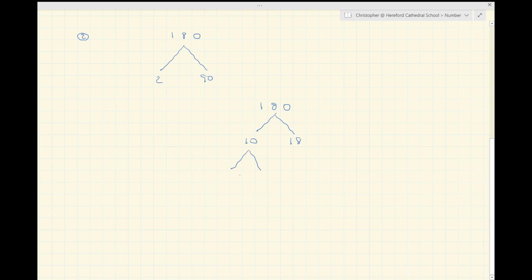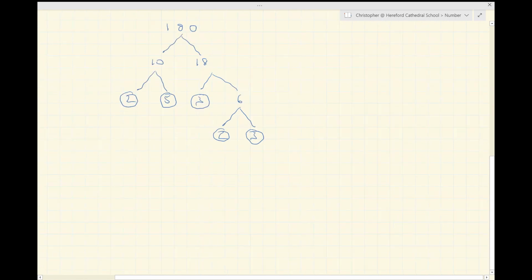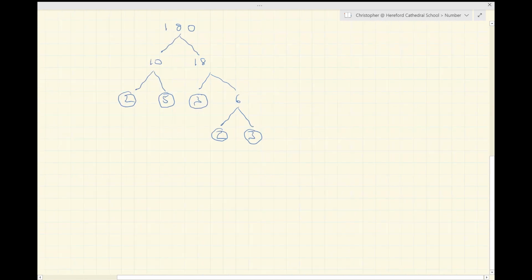I can split 10 again into 2 times 5. Now, 2 is a prime number, so I've finished with that one. 5 is a prime number, so I've finished with that one. Now, how could I split 18? Different ways, of course. I'm going to split it into 3 sixes. 3 is a prime, so I'll circle that. 6 isn't finished yet. It can change to 2 times 3. Now, I've got what some of my students call cherries at the end of each of my branches because I've circled them, those prime numbers.